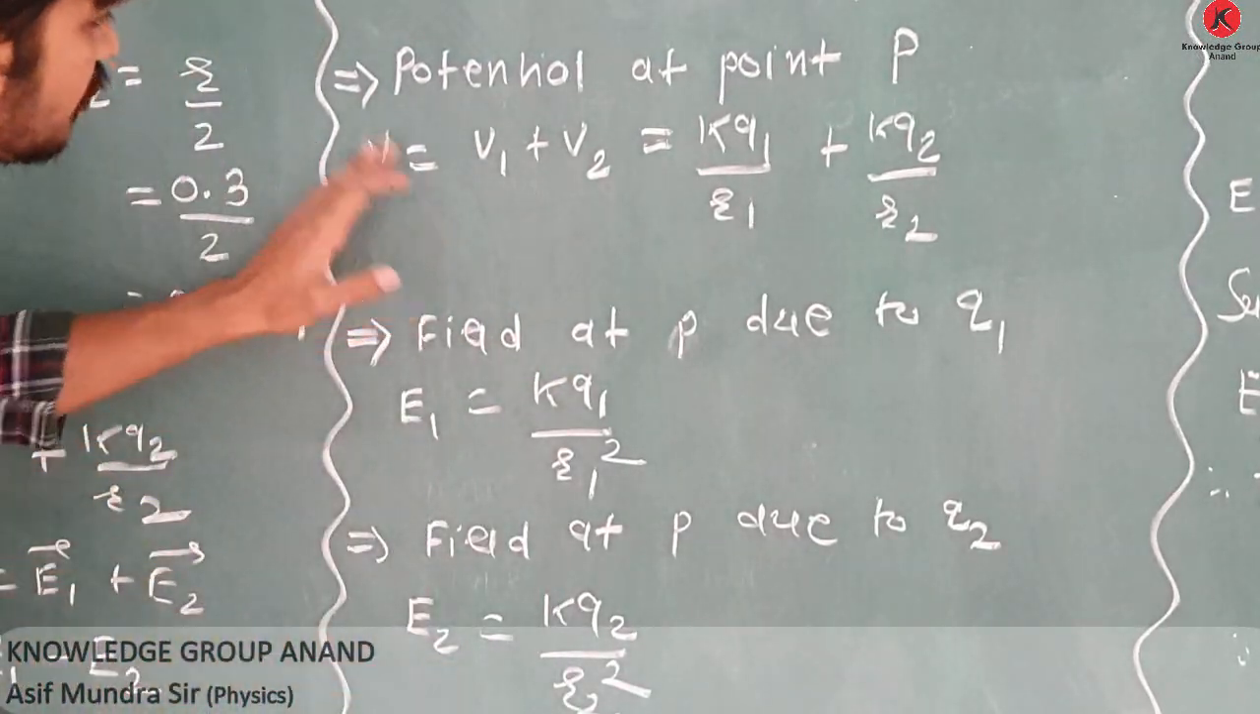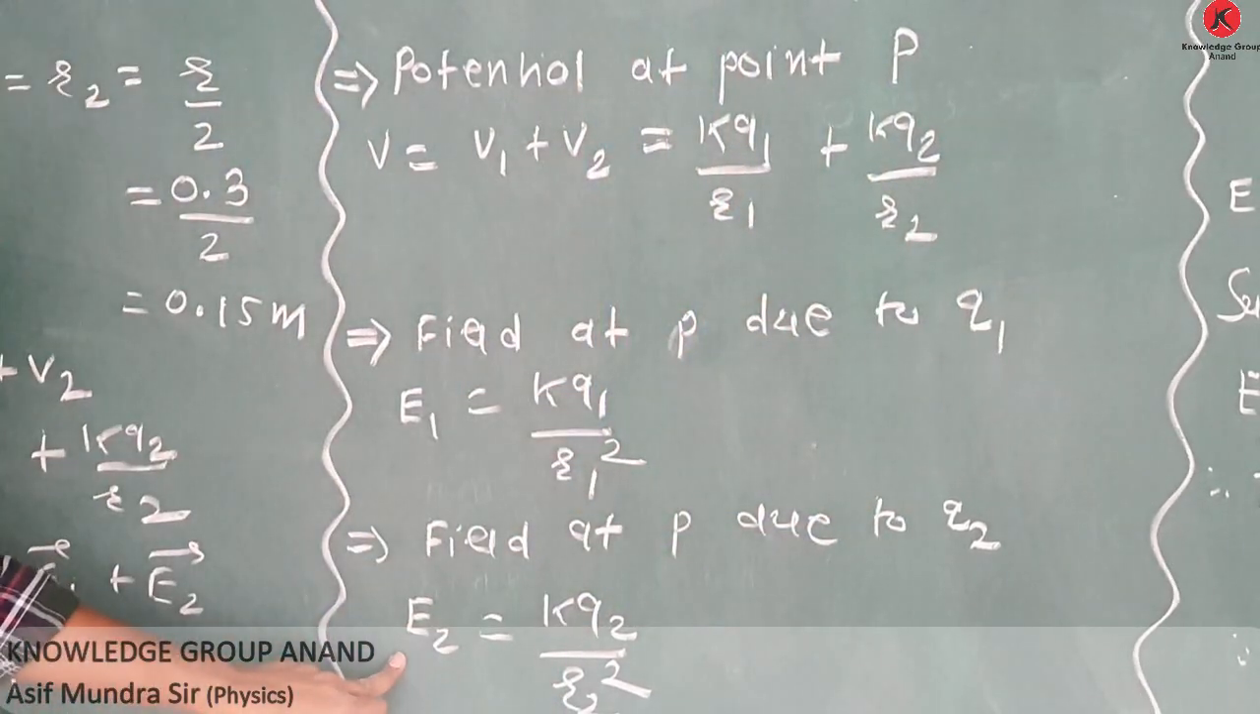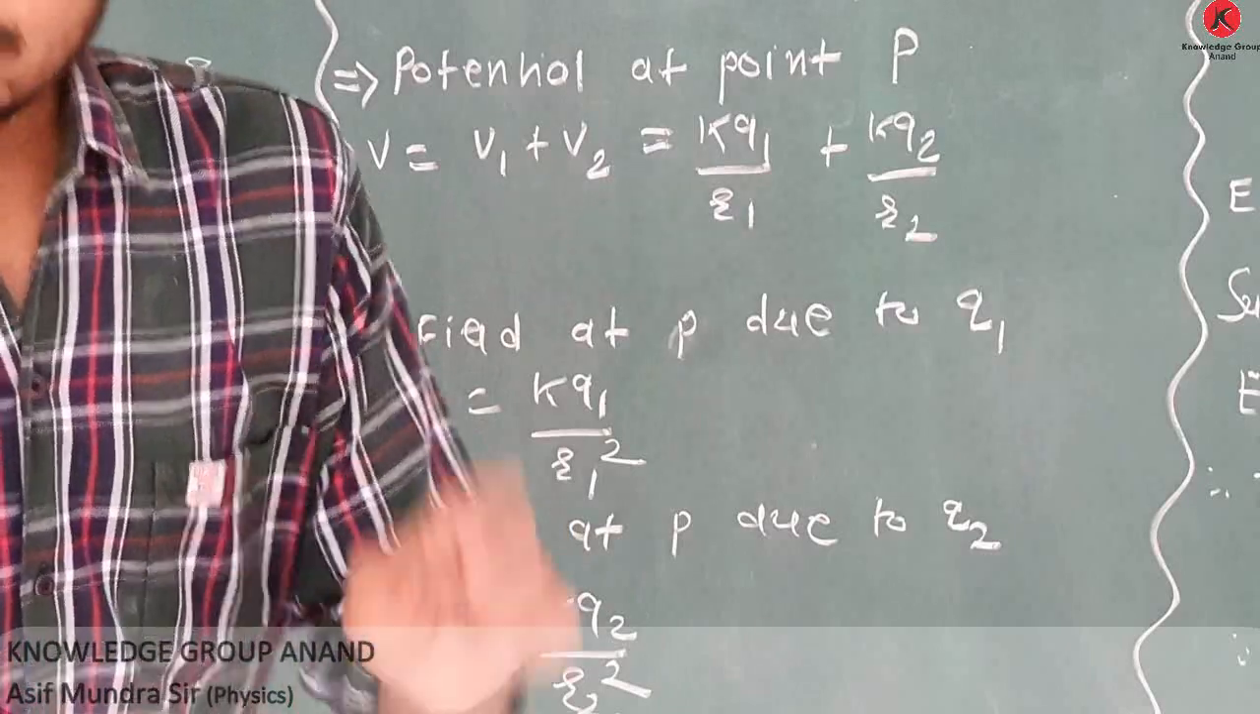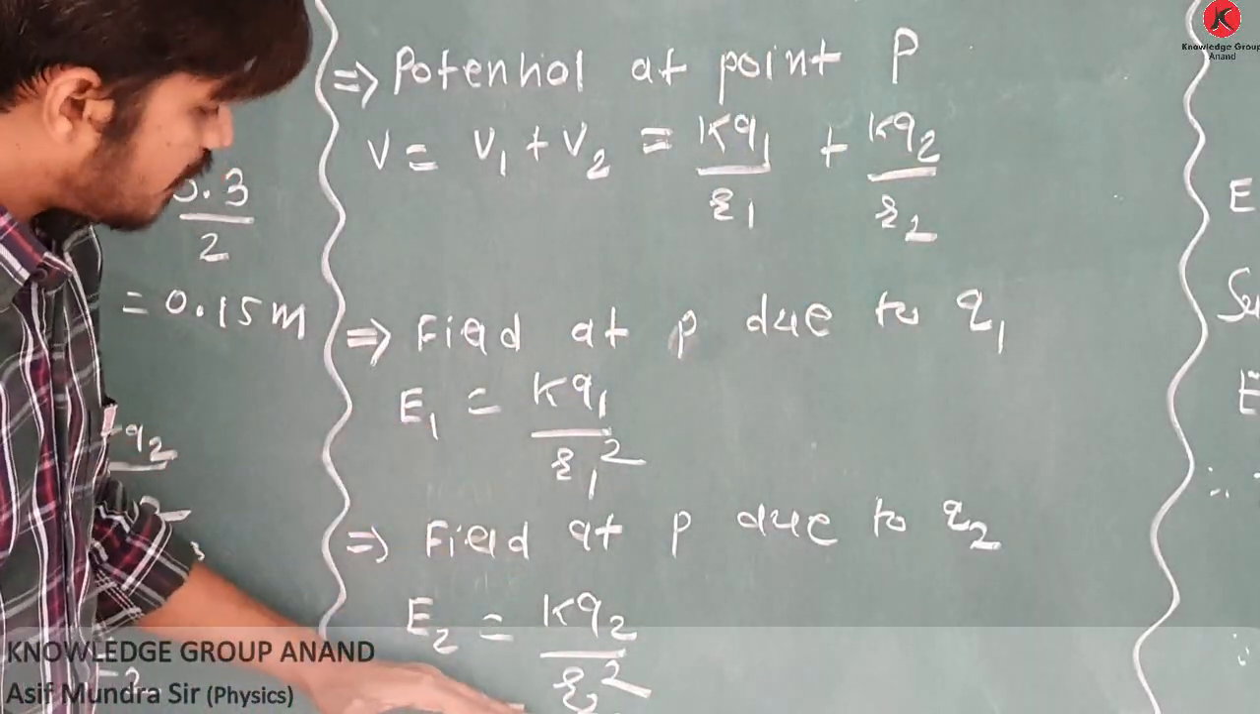If this term is right, you will get your marks. So find each and everything step by step. First of all find E1, then find E2.